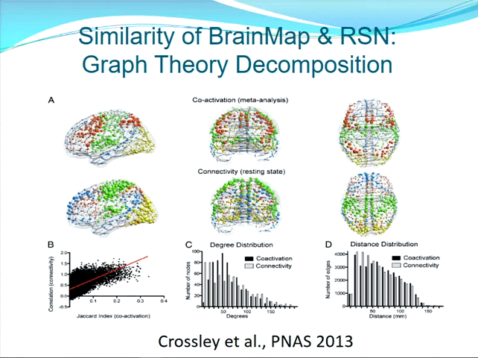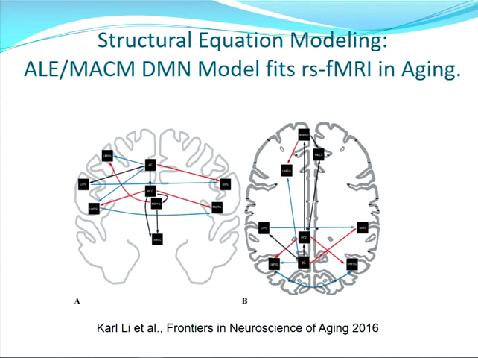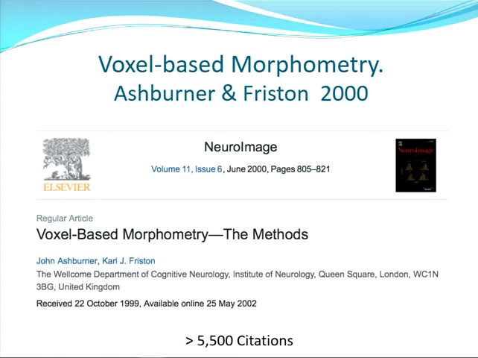Another graph theory comparison shows coactivation by meta-analysis and coactivation by resting state. Again, we're just giving you comparisons. And here's one that was done with Angie Laird. She used ALE to get nodes and then MACM to get edges and a little network, and then broke it down into various activities: emotion, action, and perception. And this is another version of that one.